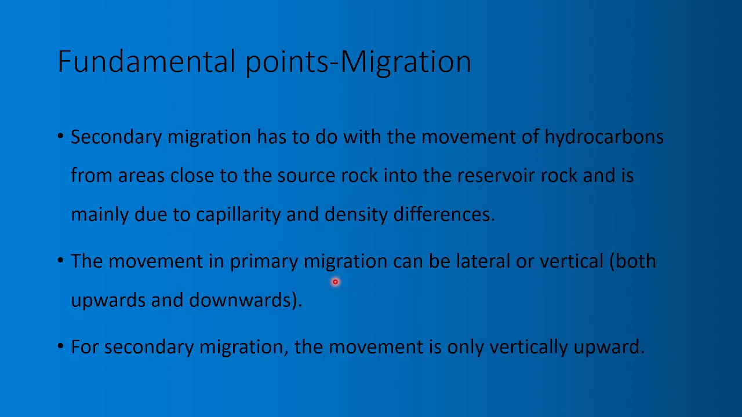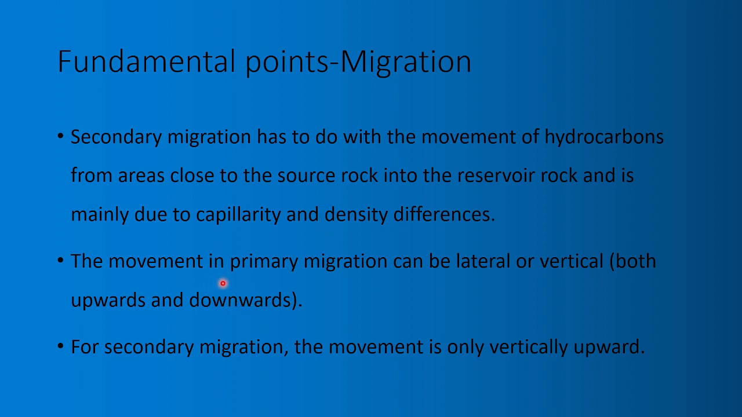We also have secondary migration. And for secondary migration, we are looking at the movement of hydrocarbons from areas that are close to the source rock, and the hydrocarbons are moving into the reservoir. For secondary migration, the main mechanism of their movement has to do with capillarity and then difference in density, not pressure, as we saw with the primary migration.